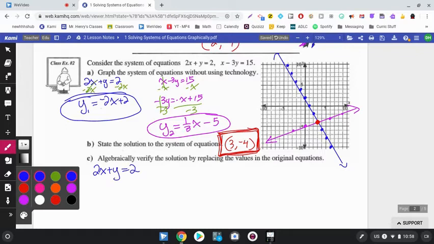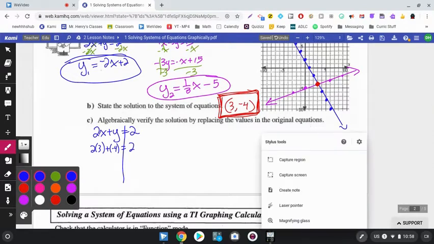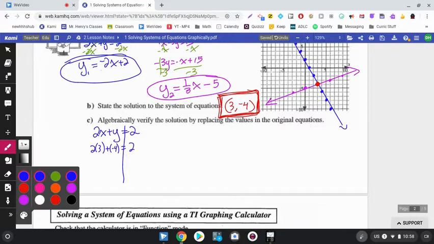2x plus y is equal to 2. And I'm going to plug in this 3 and this negative 4. All right. And I'm going to put this line down. So 2 times the x value of 3 plus negative 4 is supposed to equal 2. So I'm not rearranging. I'm not doing any algebra. All I'm doing is simplifying the left and simplifying the right.